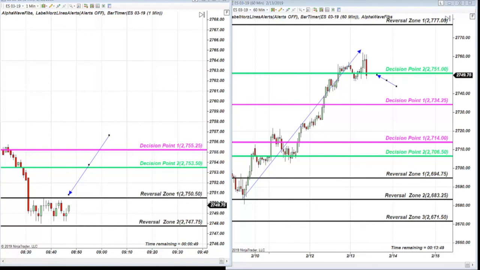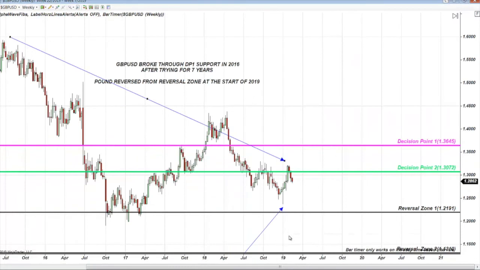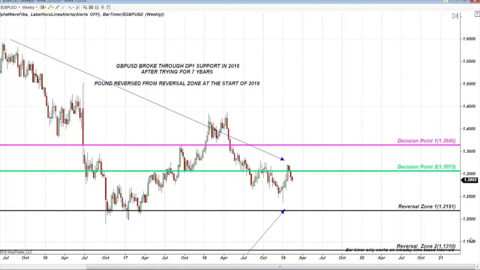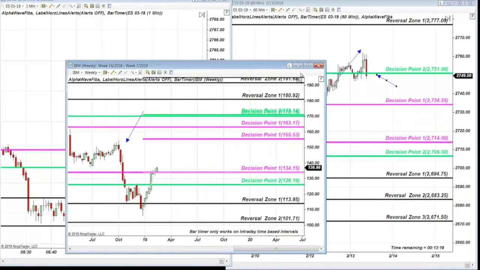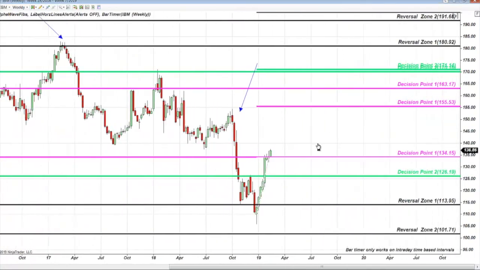And if S&P is skyrocketing, it's a beautiful, beautiful thing. Just like Pound had done, despite horrific news in Britain. Shock or not. Just like IBM had done. Long-term trends focus of Mastery course.